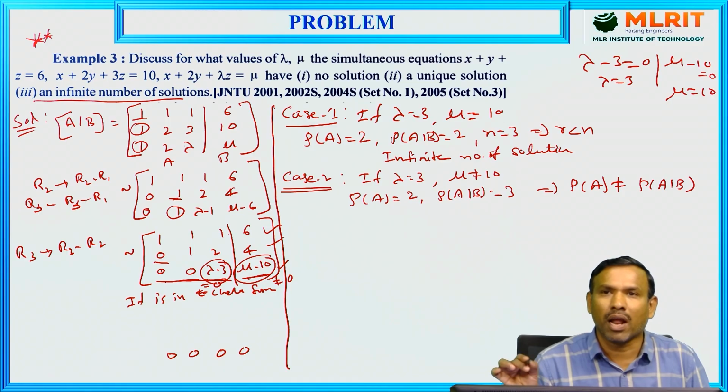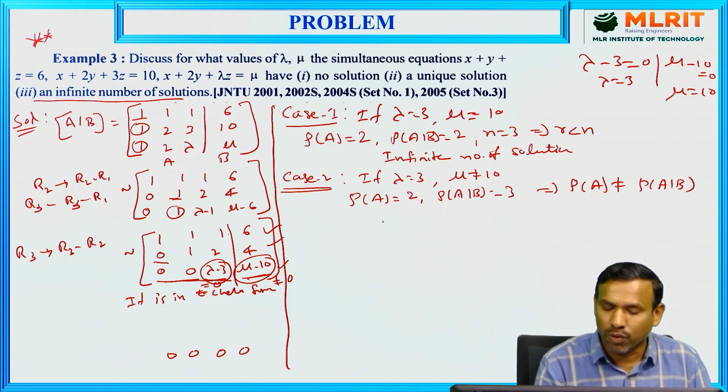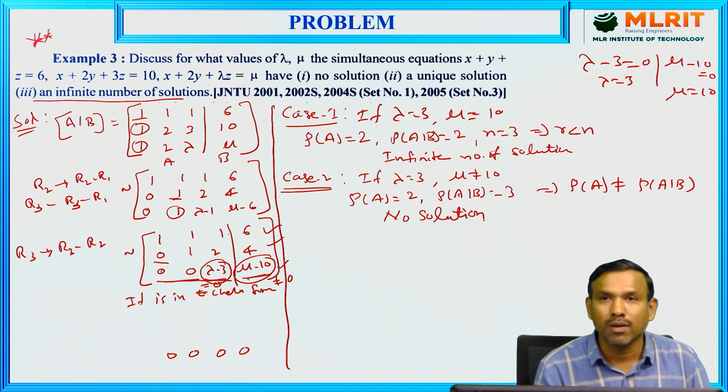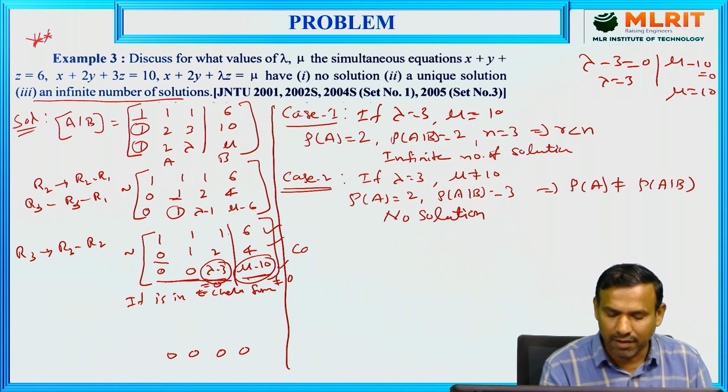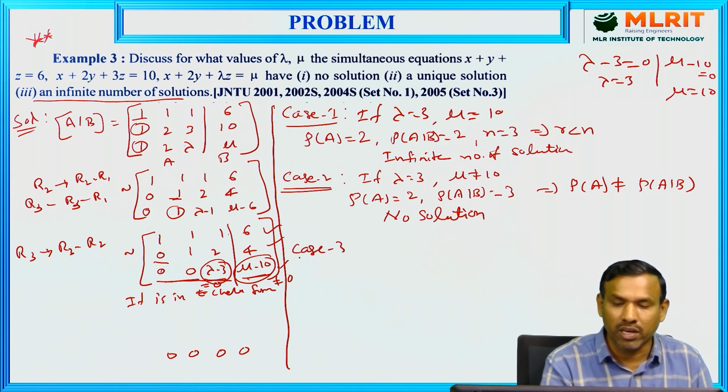If rank of A is equal to rank of A by B, then only there is a solution, which may be unique or may be infinite. But here rank of A is not equal to rank of A by B. Therefore the system has no solution, and that is said to be inconsistent. Now the no solution case is also completed.